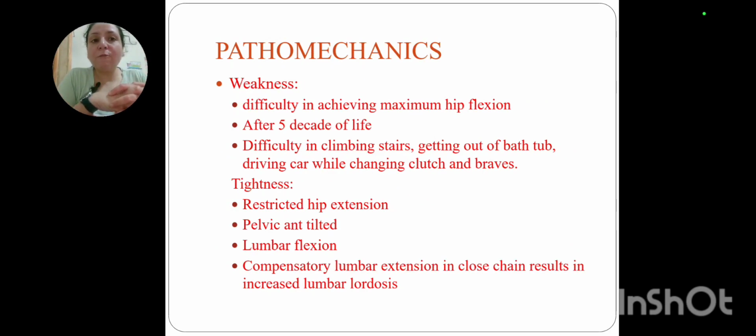Now the pathomechanics of psoas major muscle is that there can be weakness of this muscle. If there is weakness, how do we identify it? It will be very difficult to achieve maximum hip flexion. It is mostly seen in the 5th decade of life. The person will say, I have difficulty climbing stairs, or getting up from a bathing tub, or getting out of the car, or releasing the foot from the clutch and the brakes. So this is a weakness of which muscle? The psoas major. And if there is tightness of the muscle, the hip extension will be restricted, the pelvis will be anteriorly tilted, the lumbar will be flexed, and as compensation, if this is a closed kinematic movement, then lumbar lordosis will also take place.